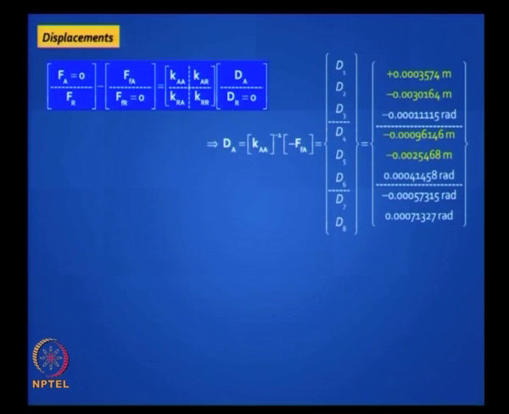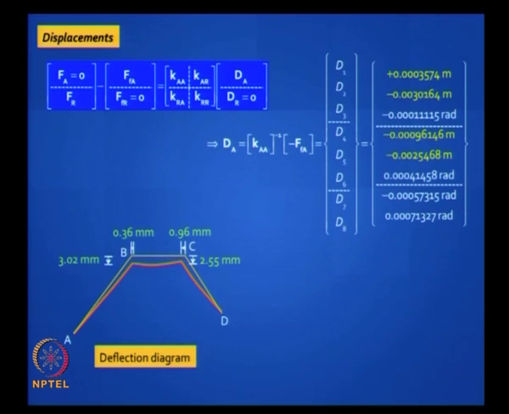If you plot them, it's going to look like this. Okay, B is going to go down by 3 mm, C is going to go down by 2.55 mm, and BC is going to shrink, move inwards. B goes to the right by 0.36 mm, C goes to the left by 0.96 mm. Okay, now if you are an intelligent engineer, what will you calculate first to figure out whether your residual force will be large or not?